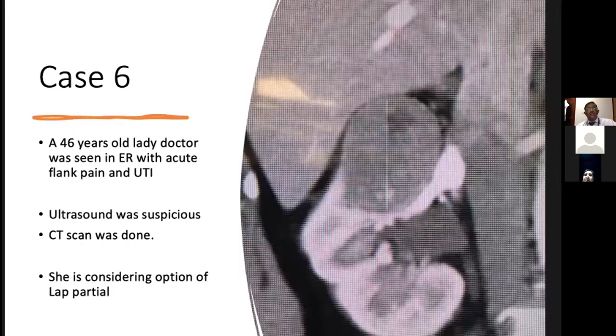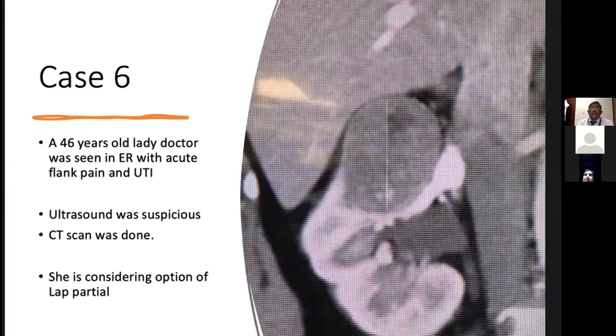Let's move on to case number 6. Now this was an interesting young surgical resident. This lady presented to the emergency room and some of my residents probably would remember her. She is a 46-year-old surgical resident who presented with acute flank pain and urine tract infection. Her ultrasound was done on her request, and it showed a suspicious lesion on the upper pole of the right kidney.